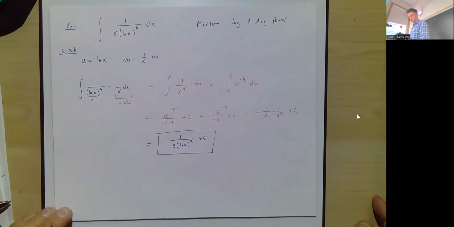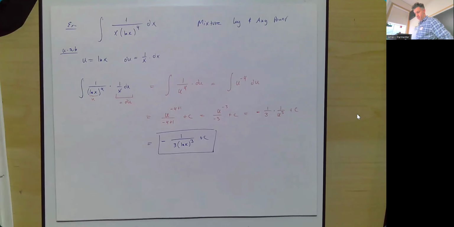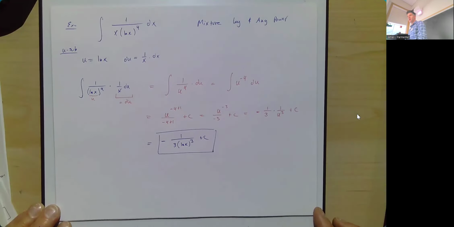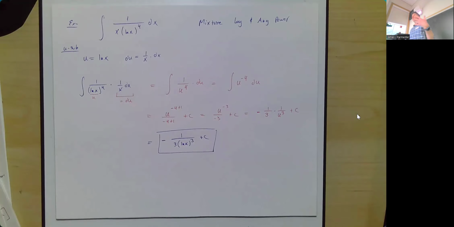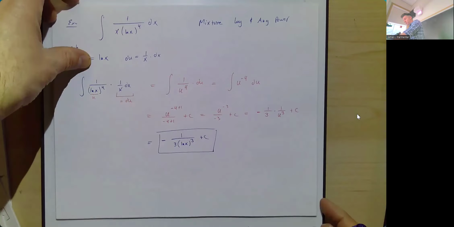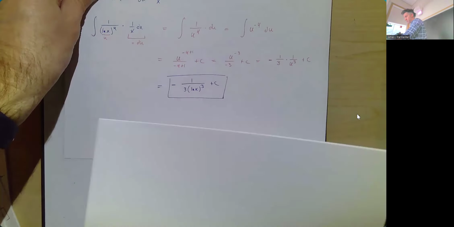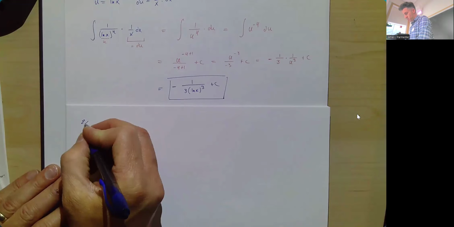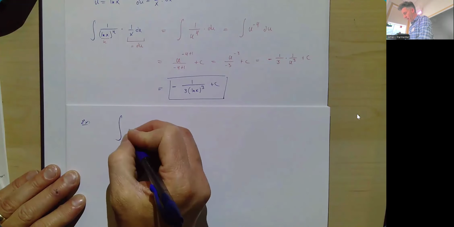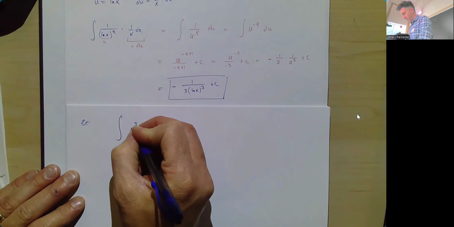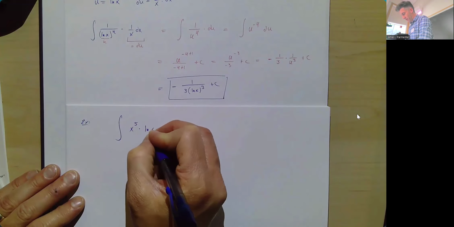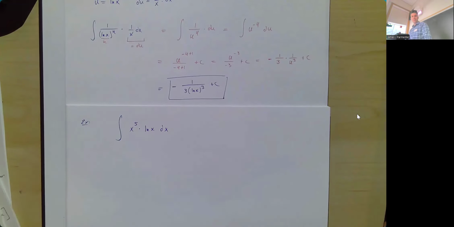Okay, so let's look at something again. The point of these problems is really to see that although these integrals might look very similar to each other, sometimes it's going to be a u sub, sometimes it's going to be an integration by parts, even though they have kind of all the same pieces floating around. So let's look at something like the integral of x to the 5th times the natural log of x dx.